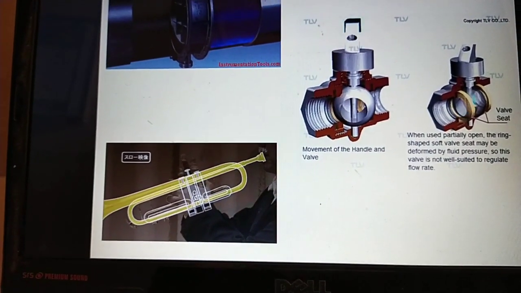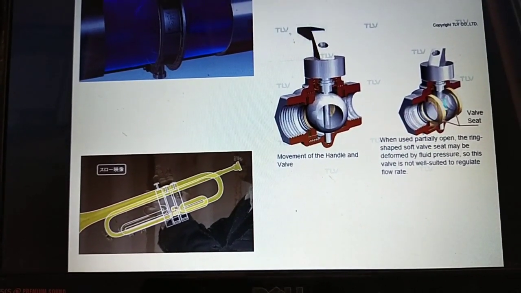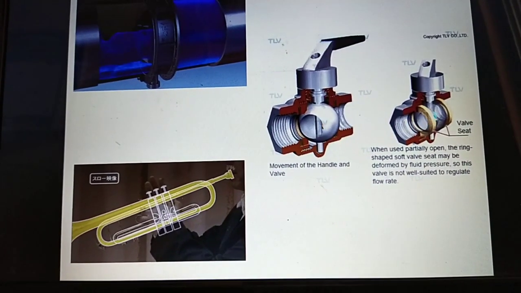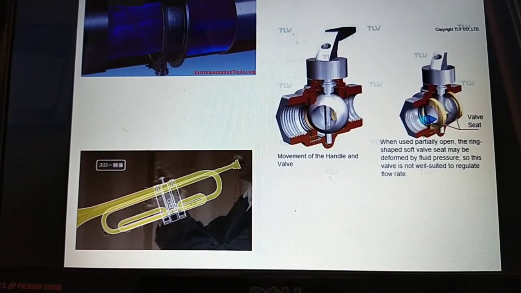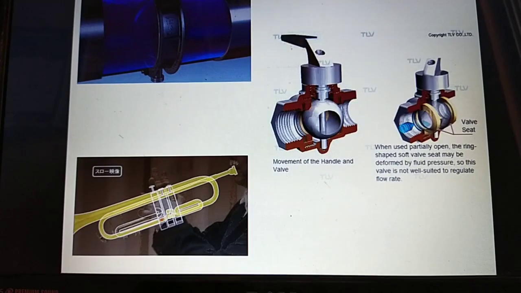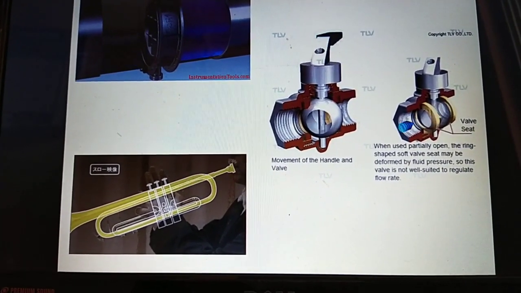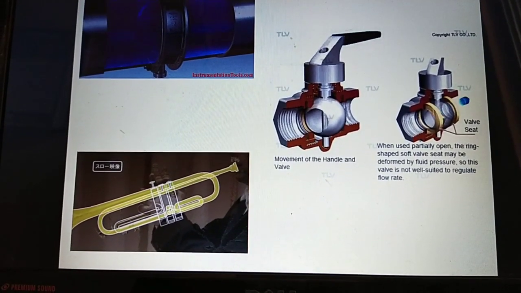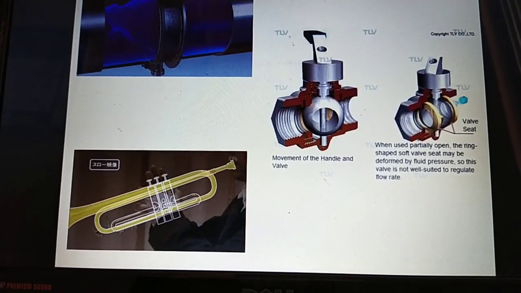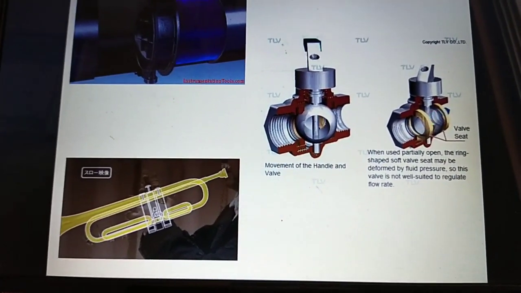Valves are nothing but a device for controlling the passage of fluid or air through the pipe or chamber. A valve is a device for controlling the passage of fluid or air through the pipe, or through the duct, or through the chamber.